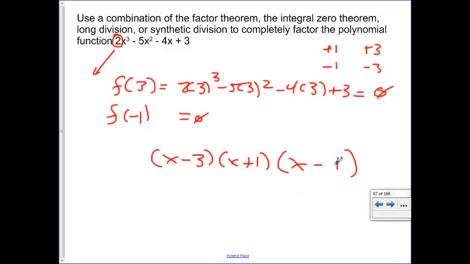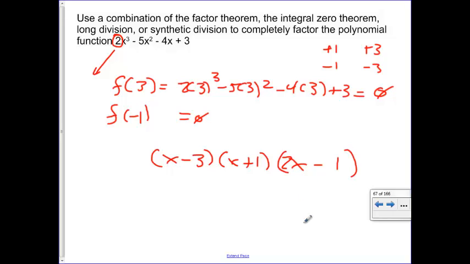Because you see how -3 times 1 times -1 would give you the 3 we need in there. Is that going to actually give us, though, the 2 we need in front? Not necessarily. So here's the problem. This will find whole number roots, but sometimes factors look like this, and they have a 2 sitting in front.